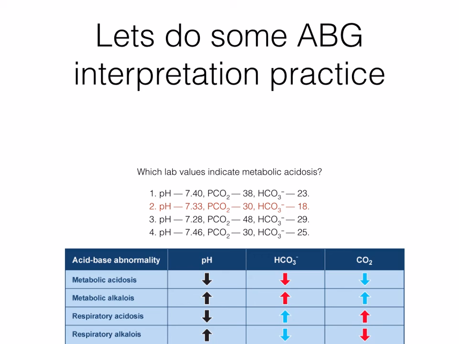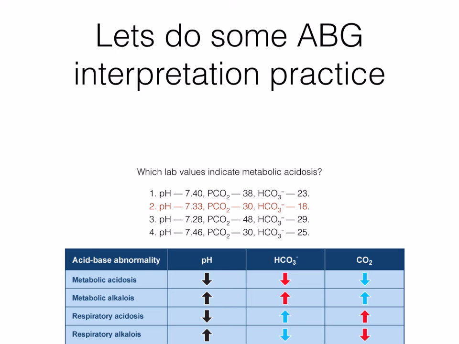If you look at number 1, actually it's the normal values. There's nothing wrong happening there. Answer 3 is actually respiratory acidosis happening. And answer 4 is actually going towards the alkalosis, due to the high pH level. So this is how you look at the options and you interpret.